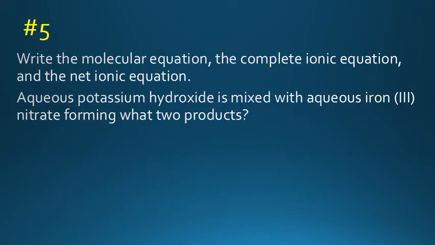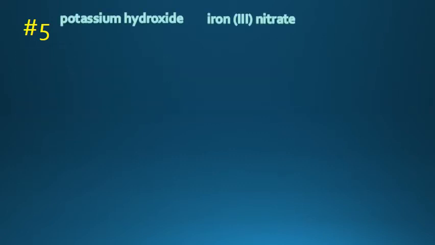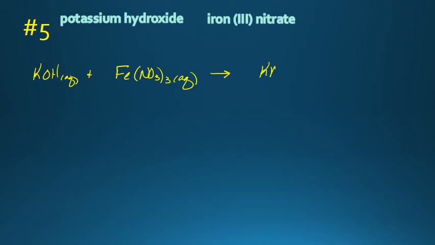Let's try this next one. You go ahead and read through all of that, pause the video, and give it a try. So potassium hydroxide and iron 3 nitrate. So let's start with the molecular equation. So potassium hydroxide, and that's aqueous, as the directions said so, and iron 3 nitrate, that's also aqueous. And we're going to swap the anions, so we end up with potassium nitrate plus iron hydroxide. Well, according to the solubility rules, that one is your solid and that one's aqueous.